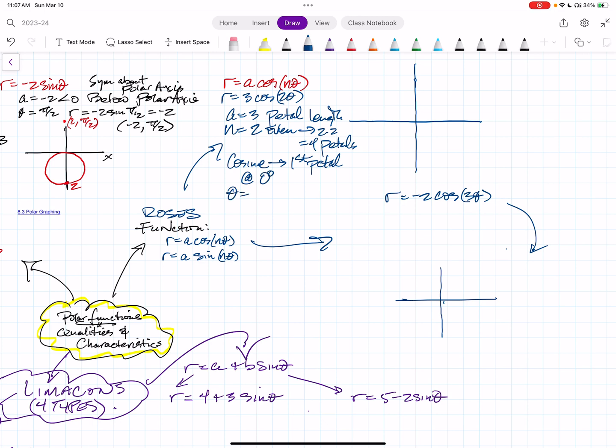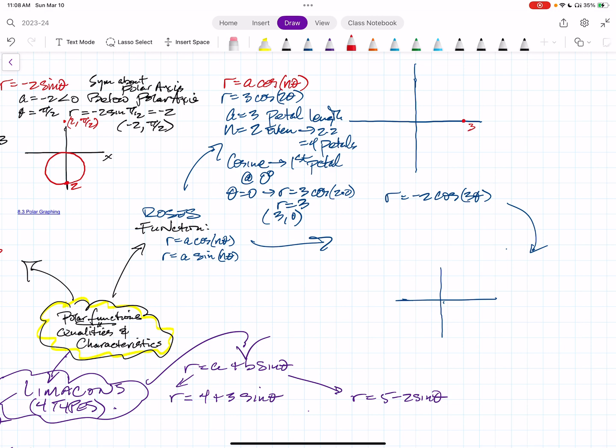So if theta is equal to 0, what's r equal to? It's going to be 3 times the cosine of 2 times 0, and 2 times 0 is 0, cosine of 0 is 1, times 3 is 3. So here r is equal to 3. So you can see that the tip of the first petal is at 3 comma 0. So over here at 3, there's your tip.